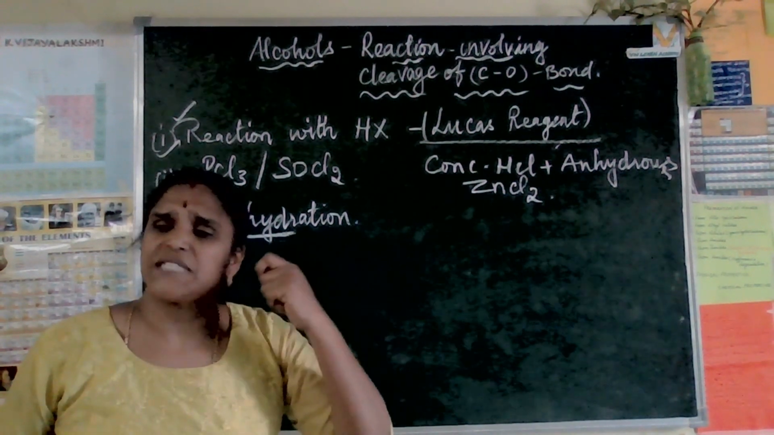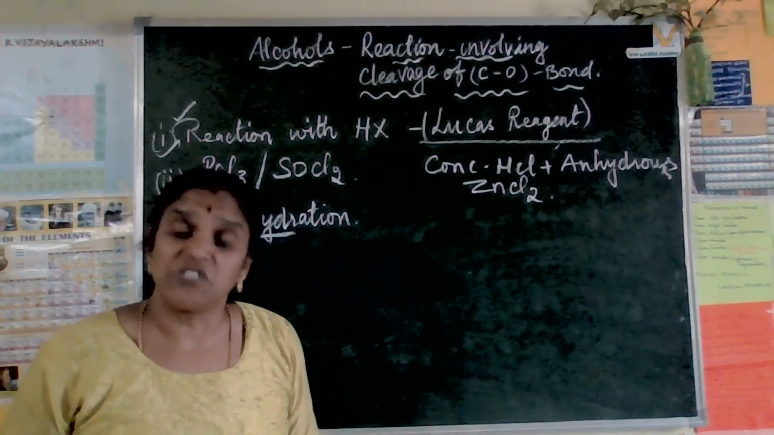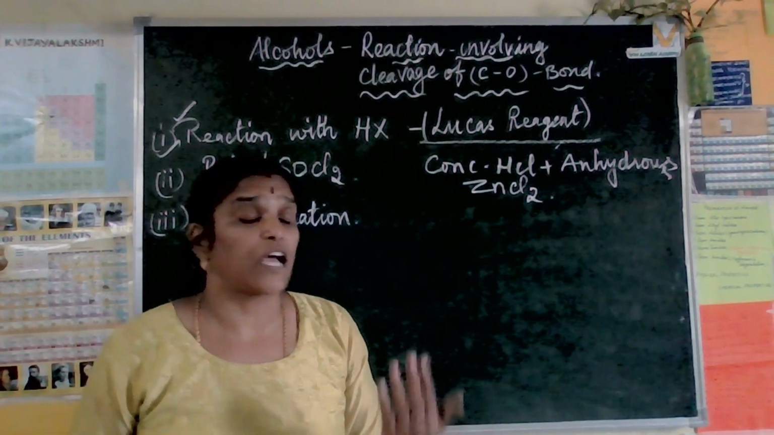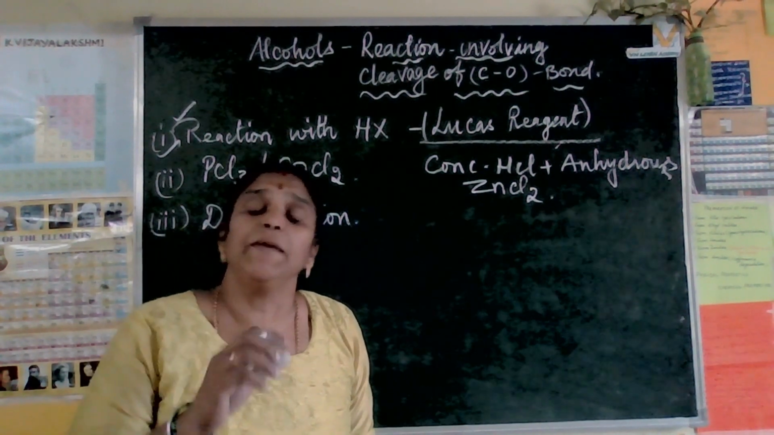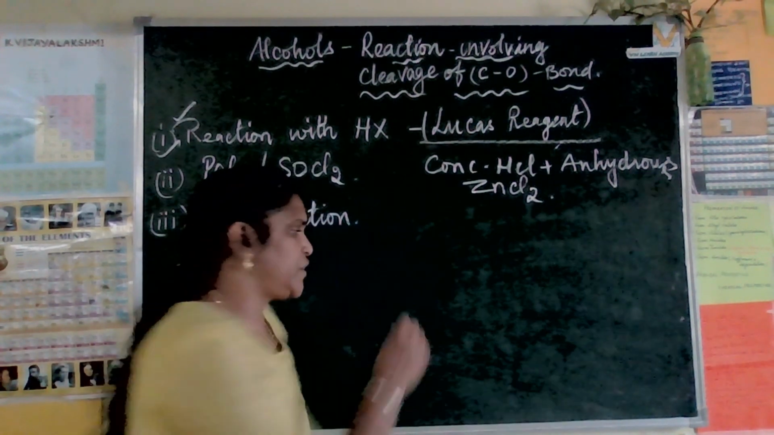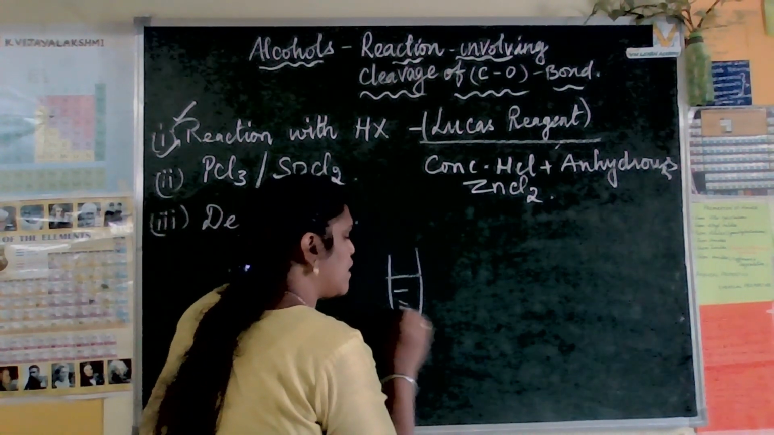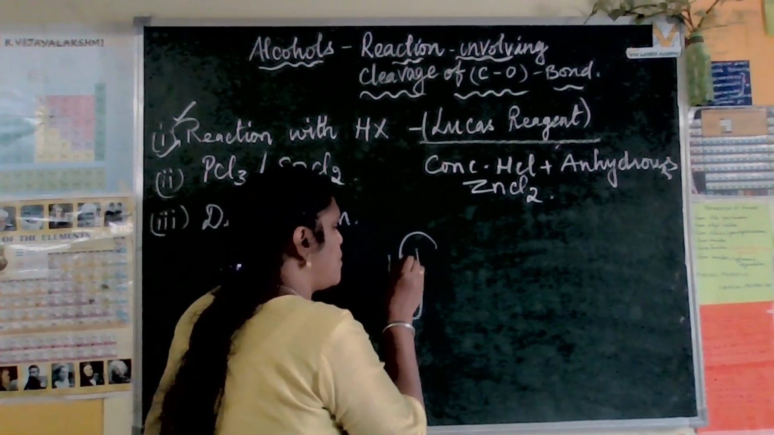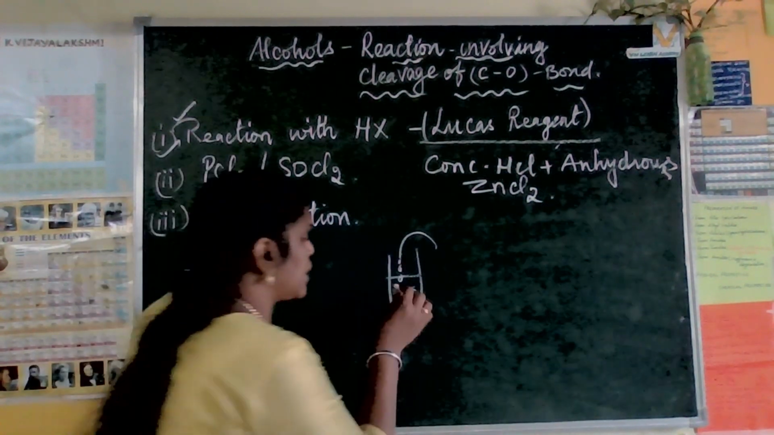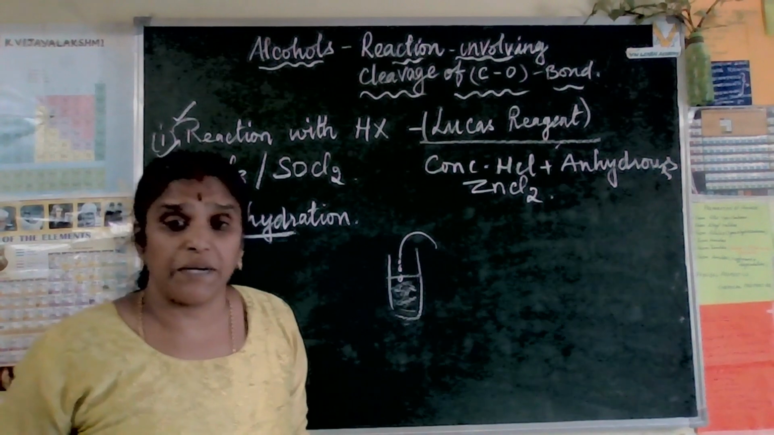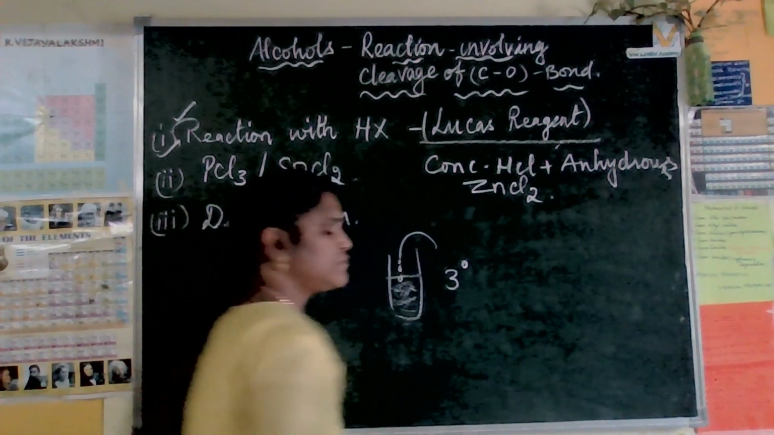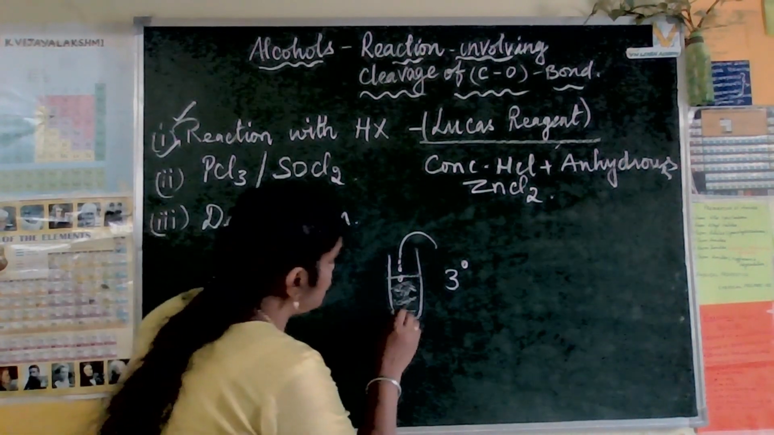Suppose there is an immediate response, that is tertiary. We can come to know by immediate turbidity. It is not a clear solution, it becomes turbid. When you take the test tube with the alcohol, you put the Lucas reagent drop by drop. Immediate turbidity means you are getting a tertiary alcohol.